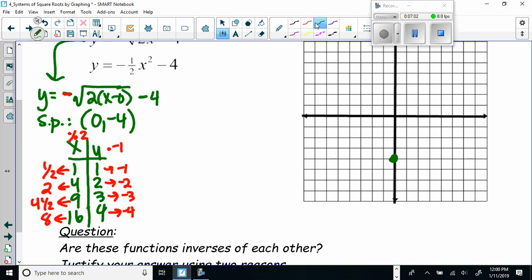All right. So I start at my starting point. I'm going to go to the right 1/2 and up 1. Right about there. From my starting point to the down 1. Missed that. To the right 1/2 down 1. To the right 2 down 2. I'm going to skip the 4.5. I'm going to go to the right 8 and down 4. 1, 2, 3, 4. Puts me here. All right. So here is my square root function.